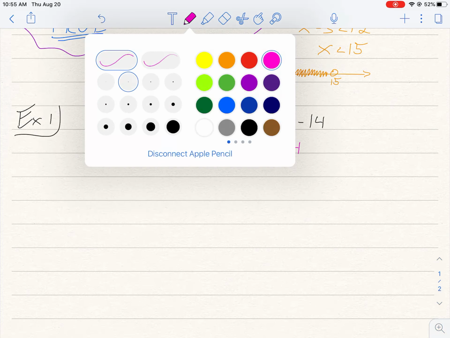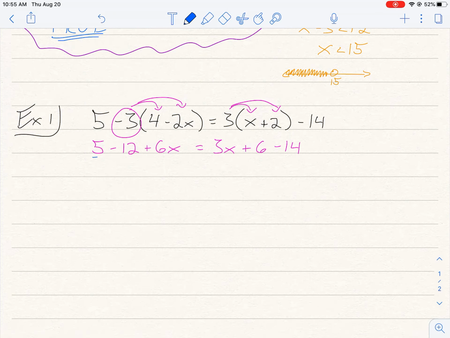Now from here, we need to combine like terms. So notice I've got the constants here, 5 and negative 12. That gives me a negative 7 plus 6x. Nothing changes with the 6x. And then I also have 6 and this negative 14, and that will give me a negative 8. So I have 3x minus 8.